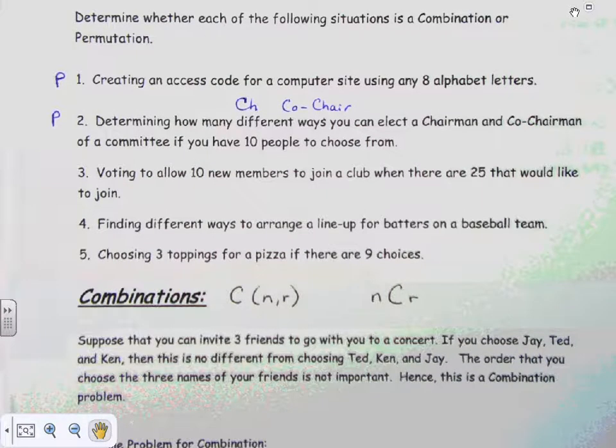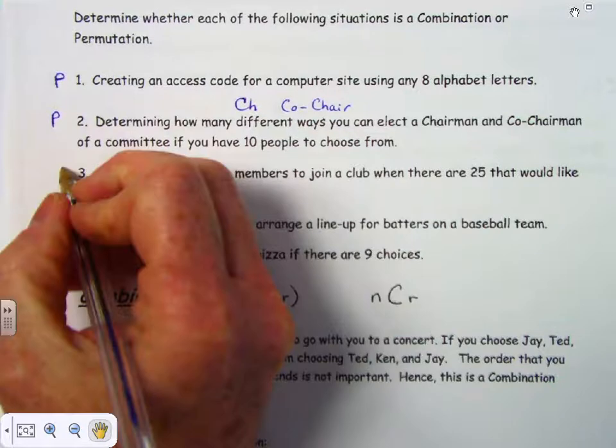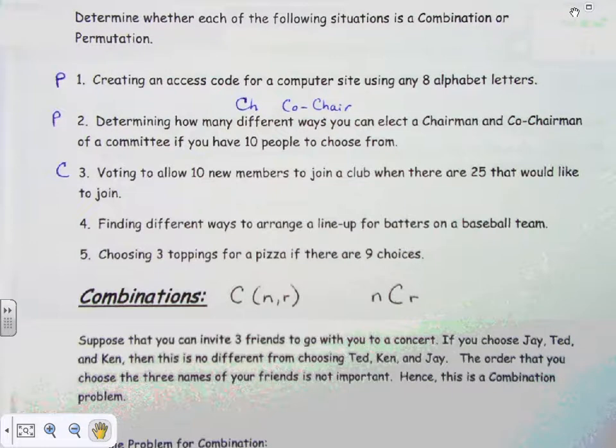What about allowing 10 new people to join your club when there's 25 to choose from? That truly is a combination because they're all going to be equal and it doesn't matter in what order I choose them. Whatever 25 I grab is going to be it. Okay? What about finding different ways to arrange a lineup for a batter on a baseball team? Permutation because order matters. Okay?